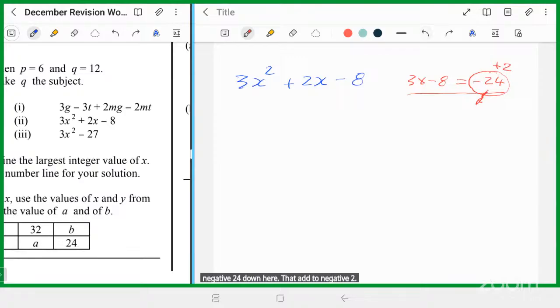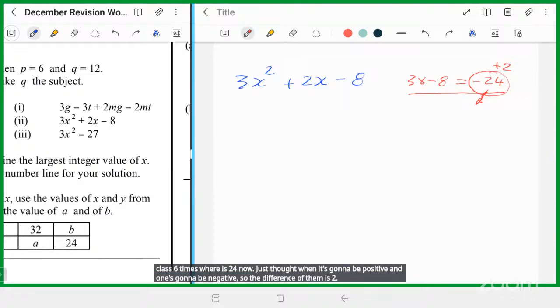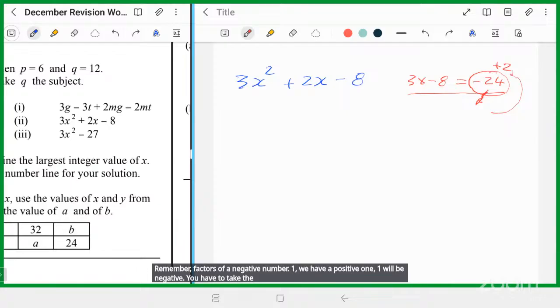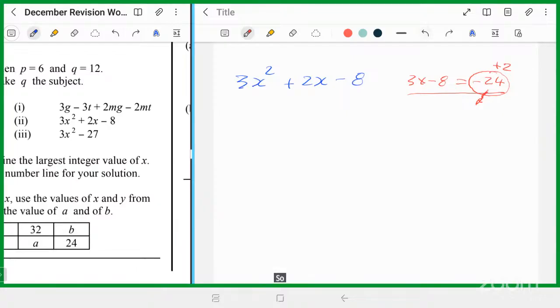Now if you can't see that it is 6 and 4 off the bat, because 6 times 4 is 24, just that one is going to be positive and one is going to be negative, so the difference of them is 2. But if you can't see that, then you can go down the list of factors of negative 24. Remember, for factors of a negative number, one will be positive and one will be negative. You have to give the larger one the same sign as this. If you cannot see what the factors are right off the bat, you're searching for those factors.